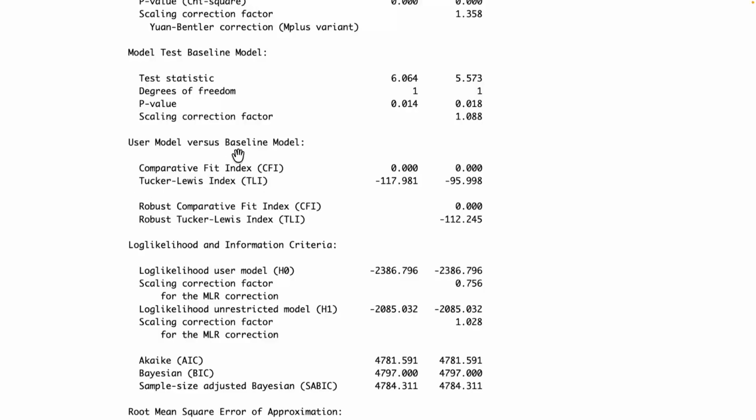Then we get to user model versus baseline model. This is where these two indices do get reported a lot: the comparative fit index, CFI, and the Tucker-Lewis index, TLI, and their robust versions. So which one do you pick from this? I would always pick the most robust, these ones down here. And with this being an index, higher is better. CFI will run between 0 and 1. TLI can get some weird numbers in it for the way it's structured.